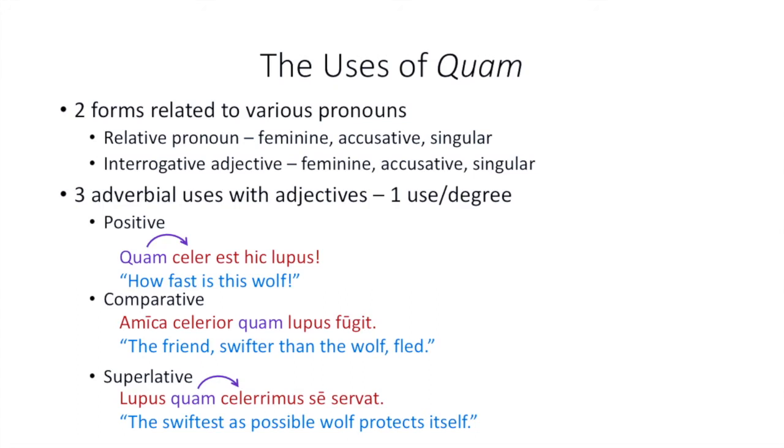Or quam can be used with different adjectives. So is it right before a positive adjective for how fast is the wolf? Quam celer est lupus. Or is it right after a comparative adjective for the swifter than the wolf? Celerior quam lupus. Or is it right before a superlative adjective? Lupus quam celerrimus se servat. You have to look at the rest of the words around the quam to use this word correctly.